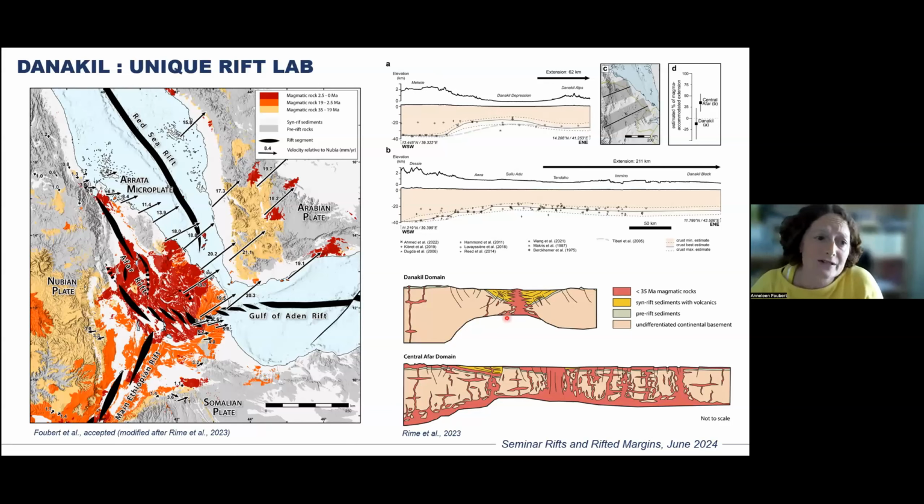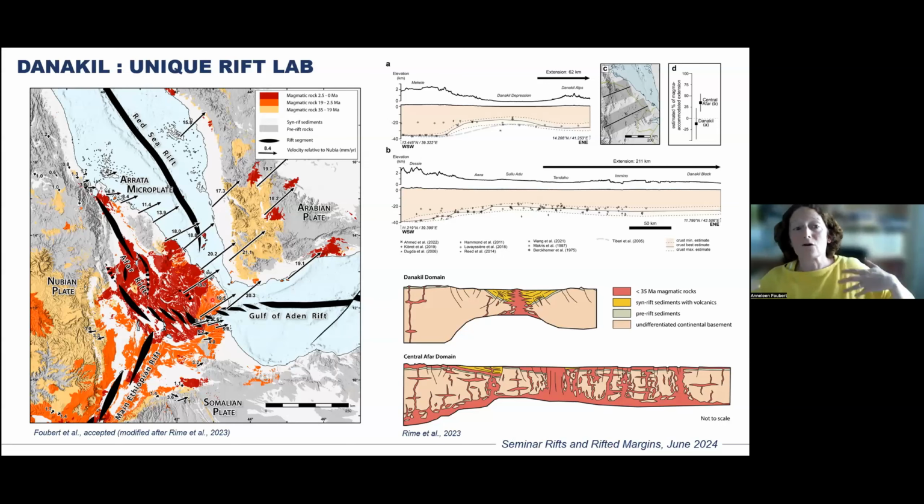This is in contrast a bit to the central Afar. The Danakil Depression is here in the north, the central Afar there. There you have much more magma. You have a kind of magma-accommodated extension, magma-compensated thinning under the influence of the Afar hotspot.